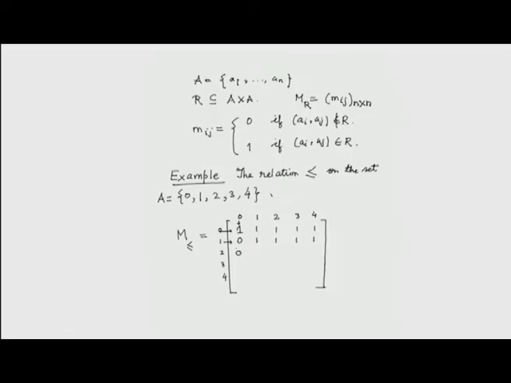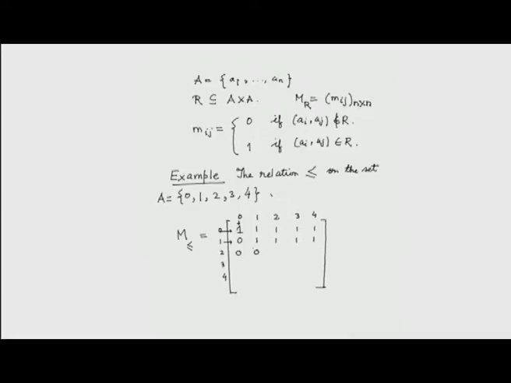In the third row, the first column entry is 0, because 2 is not less than or equal to 0, 2 is not less than or equal to 1. So, 0 over here and then again 1. In a similar way, we can fill in all the entries of the matrix and we get a matrix like this one.